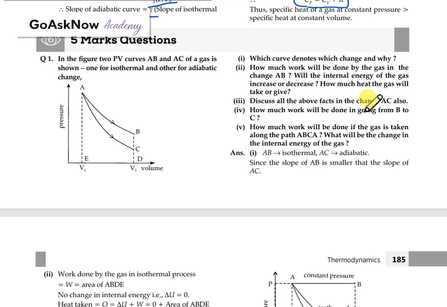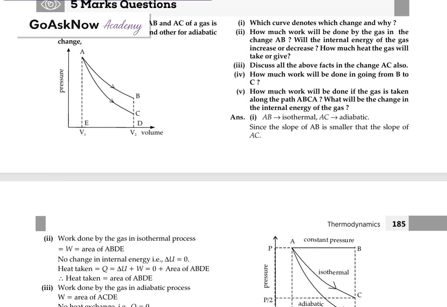Discuss the above facts for the change AC, and also how much work will be done from B to C, and how much work will be done if the gas is taken along the path A, B, C, A, and what will be the change in the internal energy. So first, which curve denotes which change and why. Here AB is showing the isothermal change, and AC is showing the adiabatic change. Since the slope of AB is smaller than the slope of AC, we conclude that AB is isothermal and AC is adiabatic.